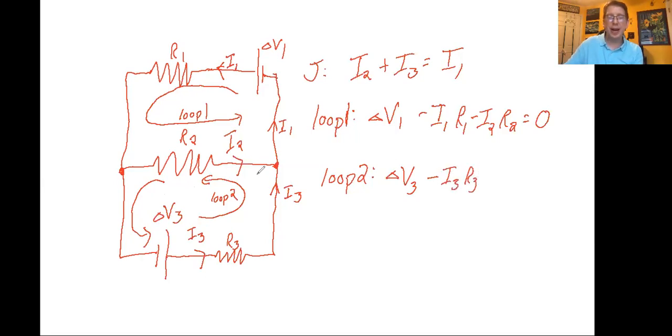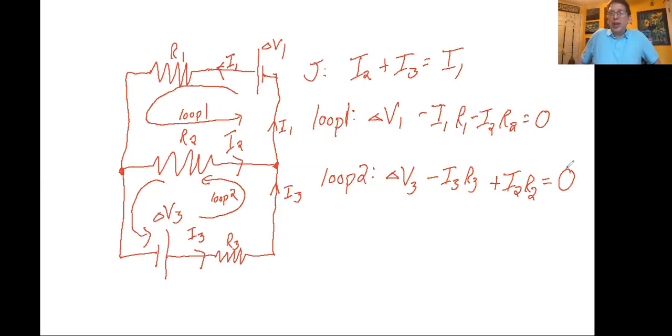And then you get up to R2. But notice what happens here. The loop arrow is pointing to the left at the top part, but the current arrow is pointing to the right. So they oppose each other. So this is actually a voltage rise in loop 2. So you have to add I2 R2. And that gives you 0. So the voltage rises and the voltage drops add up to 0.